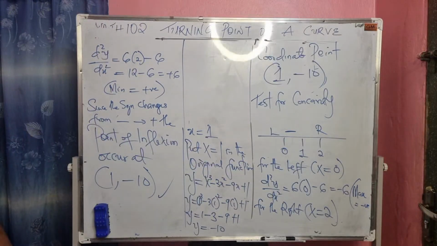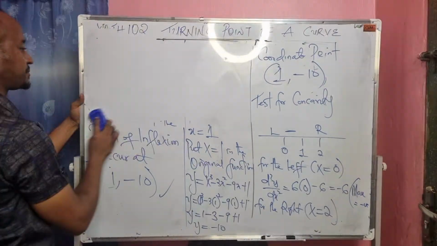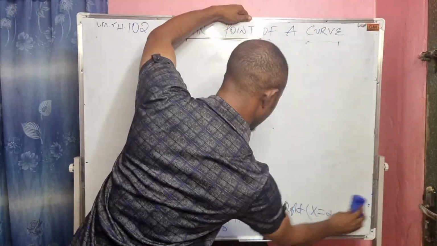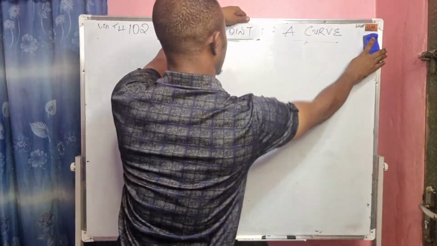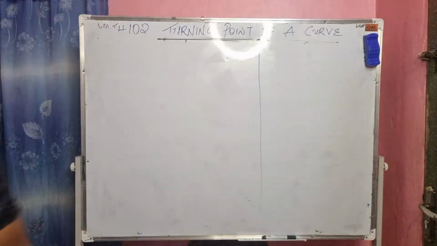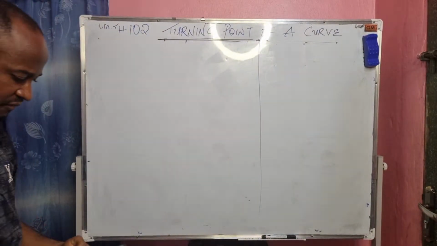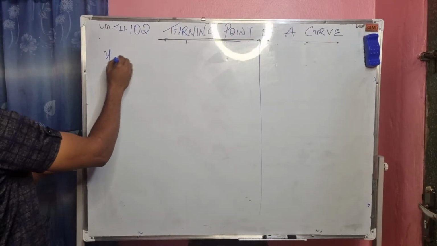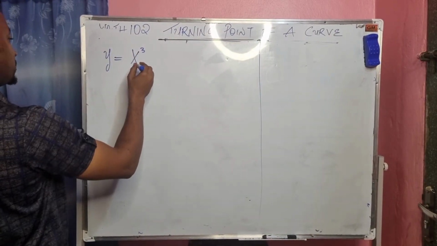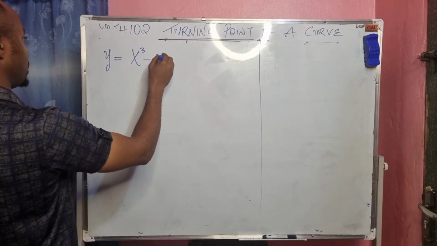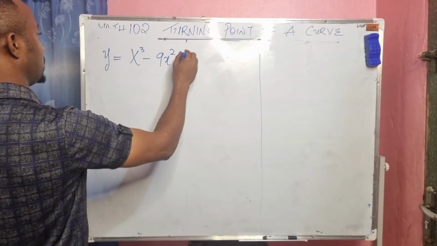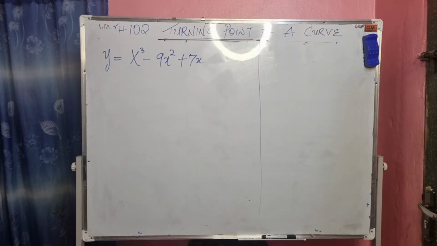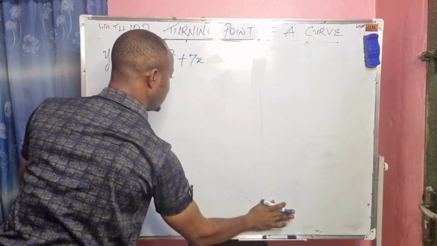Okay. The question here says that we should find a point of inflection of this function y equals x cubed minus 9x squared plus 7x. Okay, that is the function here. Solution to this, and now we know better.